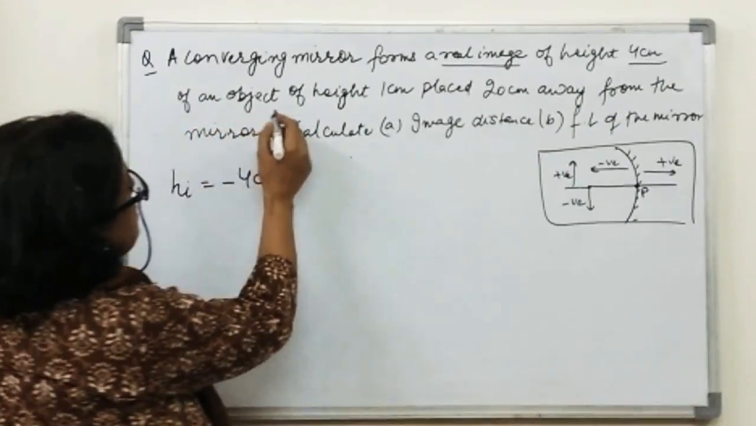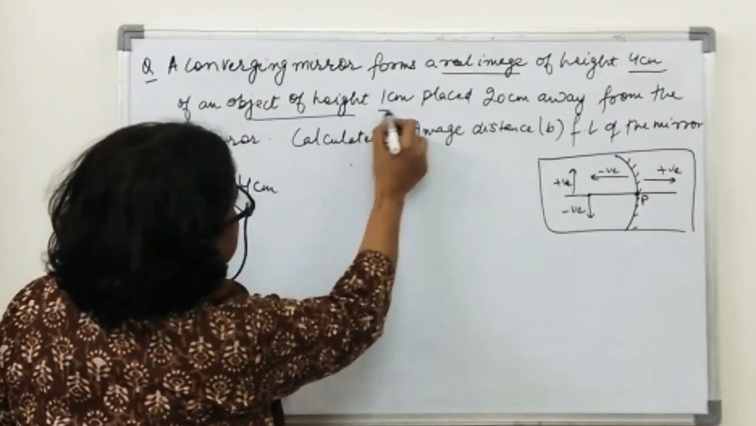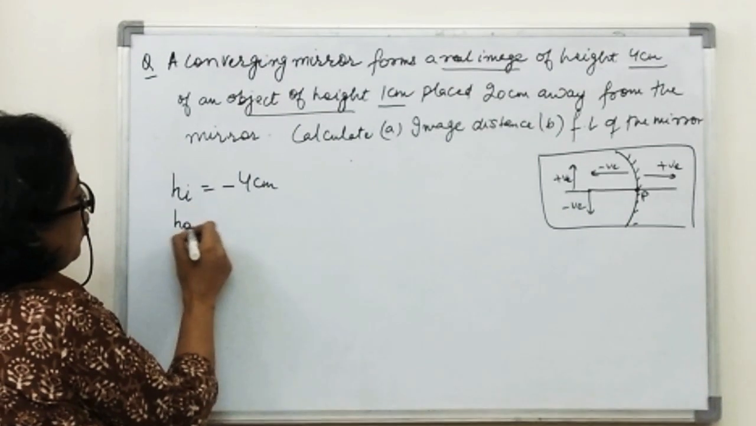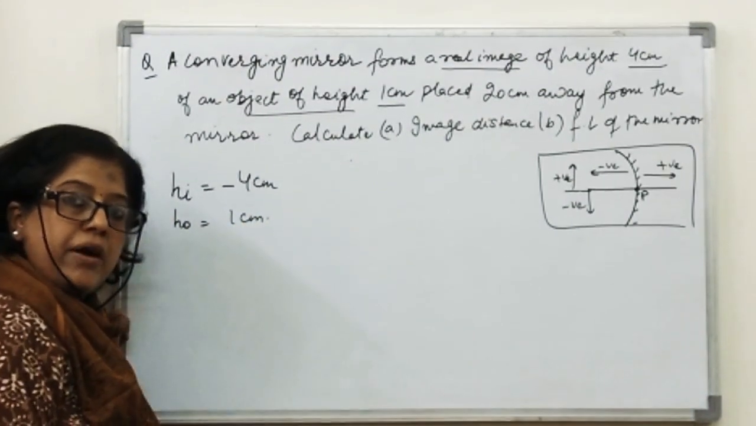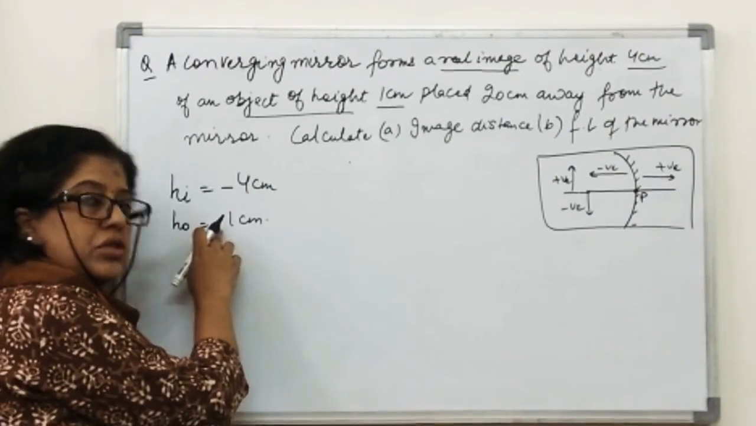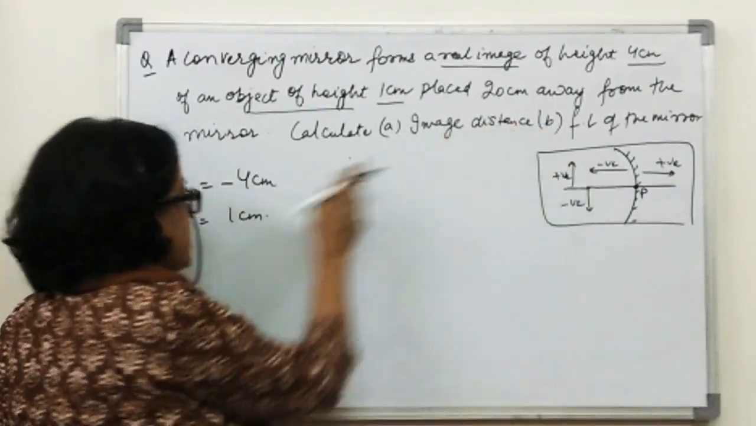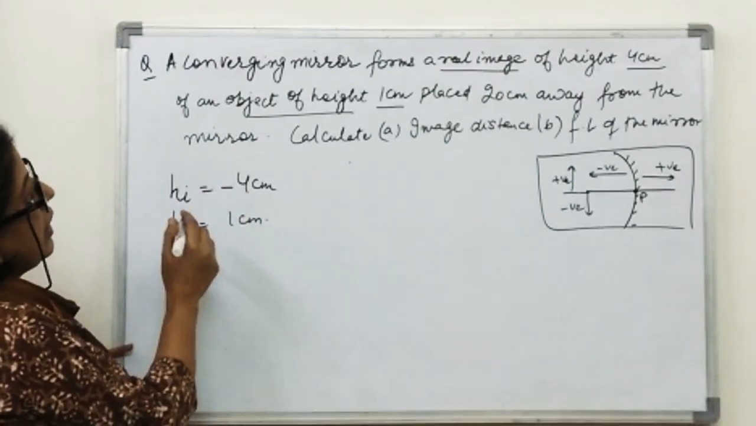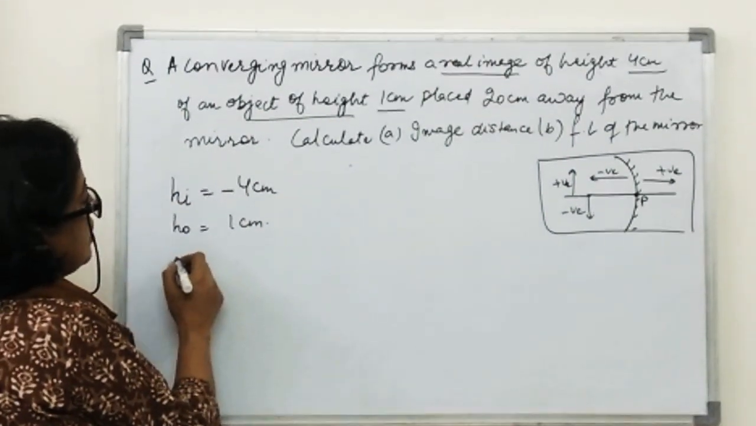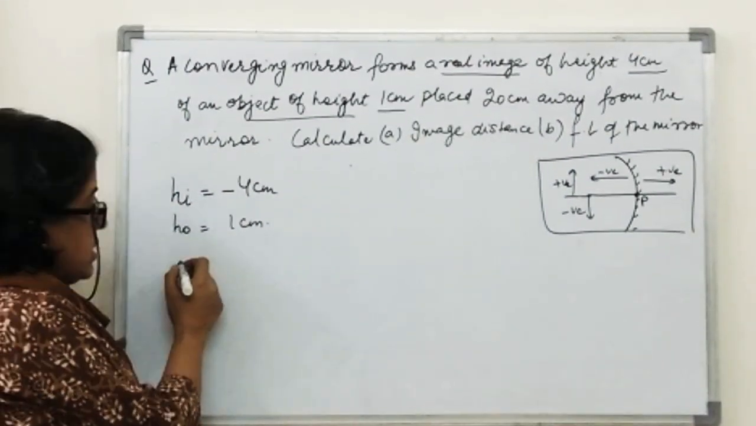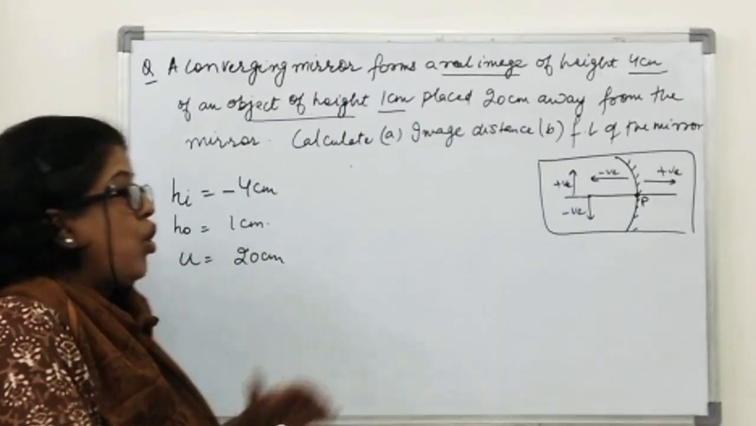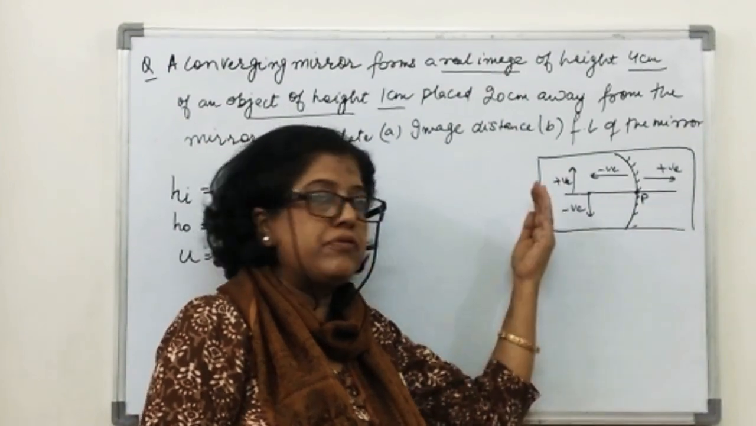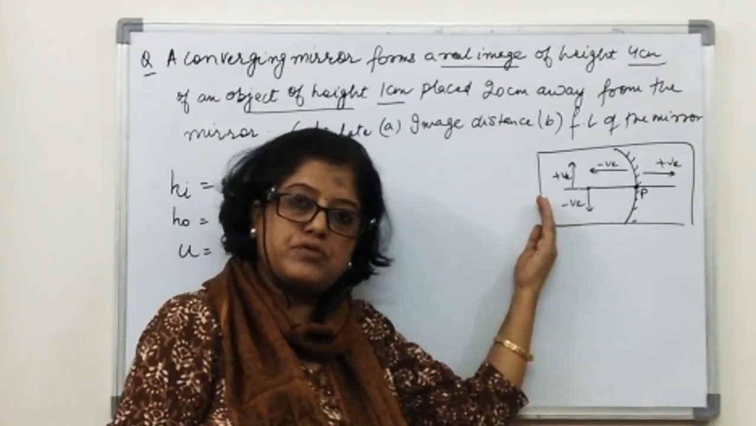Second, what is given to you is an object of height 1 cm. That is HO is 1 cm, and the object is always taken above the principal axis, so it will be positive. Above the principal axis, positive. It is placed at 20 cm from the mirror. That means the object distance is 20 cm. The object is always by convention placed in front of the mirror, to the left of the mirror.